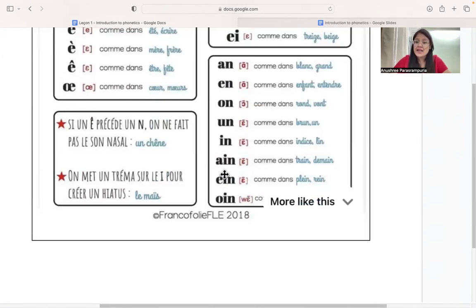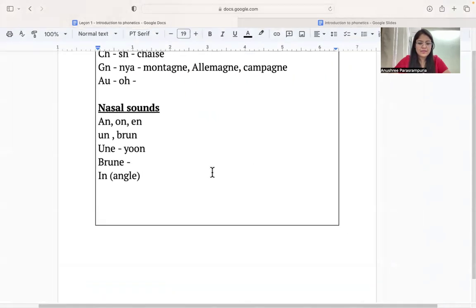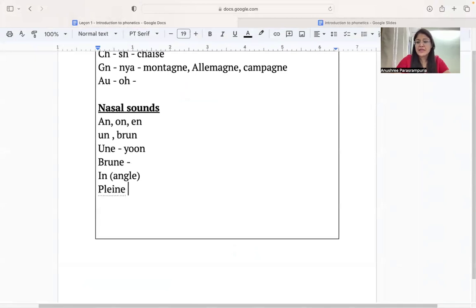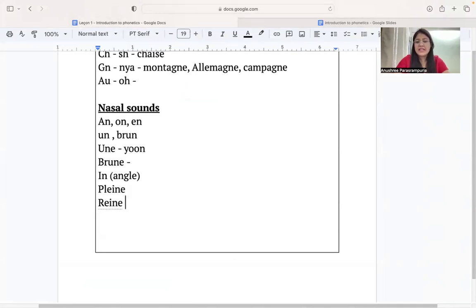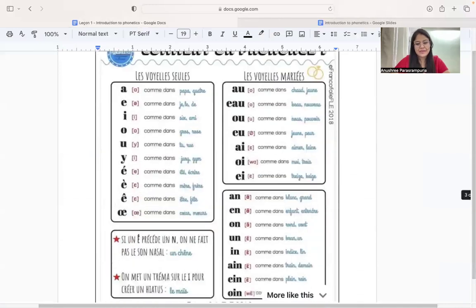AIN again has a nasal sound. So this becomes train. This becomes demain. EIN again has a sound. So this becomes plein. Reine. Rein, not ren. Ren would be this. If I add an E, this becomes plein. And if I add an E here, it becomes reine. That is reine. This is rein.